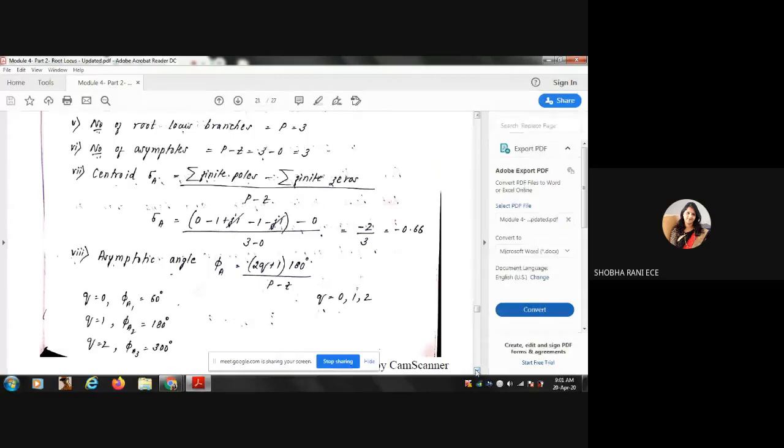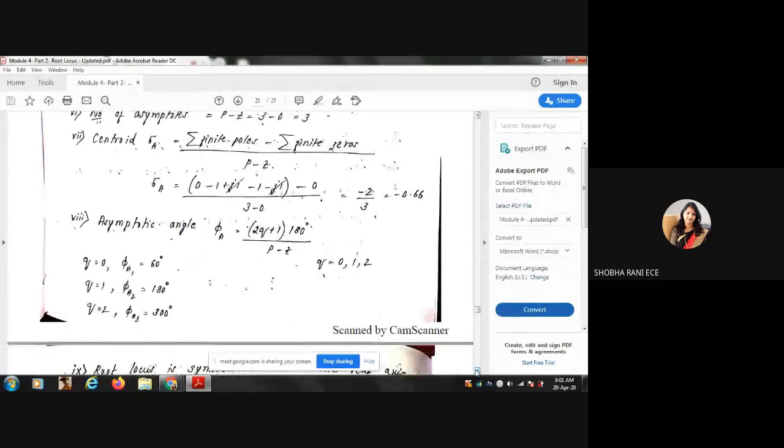Next, we have 3 asymptotes. At what angle we are supposed to draw these 3 asymptotes is decided by the asymptotic angle, and it is given by (2q plus 1) times 180 divided by p minus z. So phi A is equal to (2q plus 1) times 180 by p minus z. Since we have 3 asymptotes, q will take values 0, 1 and 2, three different values starting from 0. When q is 0, we get phi A1 as 60, q is 1 gives 180, q is 2 gives 300 degrees. So we have three asymptotic angles, and the centroid where we are supposed to draw the asymptotes.